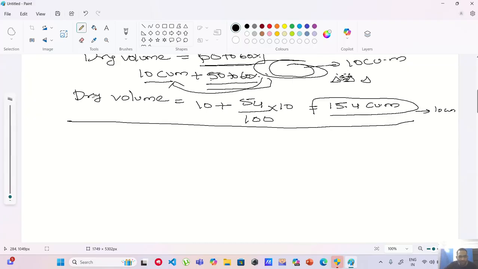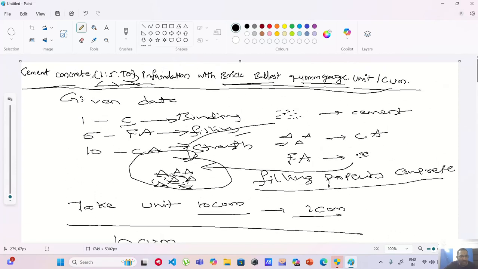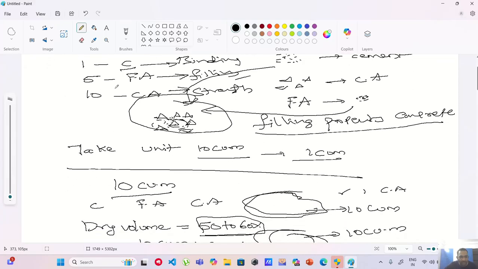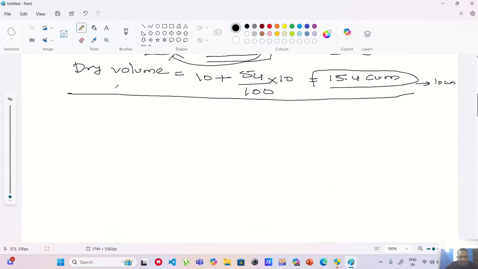Now let's go to the question. For cement concrete, the proportion is given as 1:5:10. Let me go for the calculation. The work is already defined and the materials are also defined, as I explained clearly in the previous session. Along with these materials, we have to calculate the quantities. Now we'll go for the quantity calculations. This is a very important parameter.